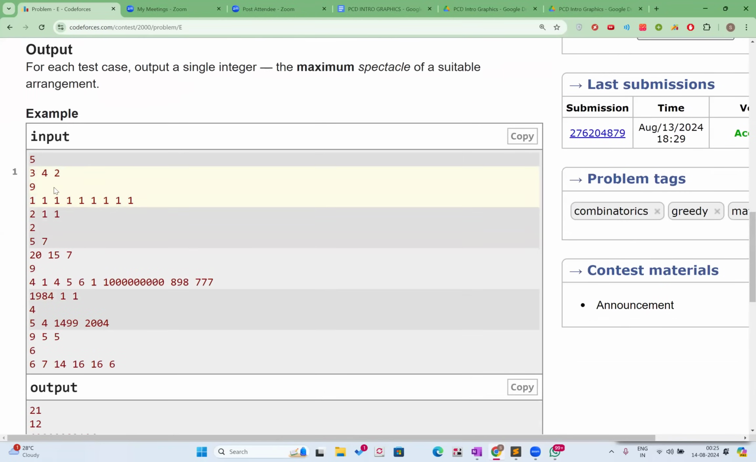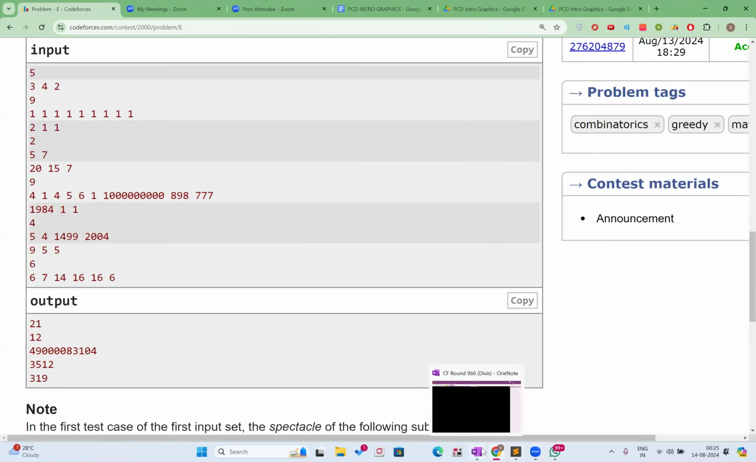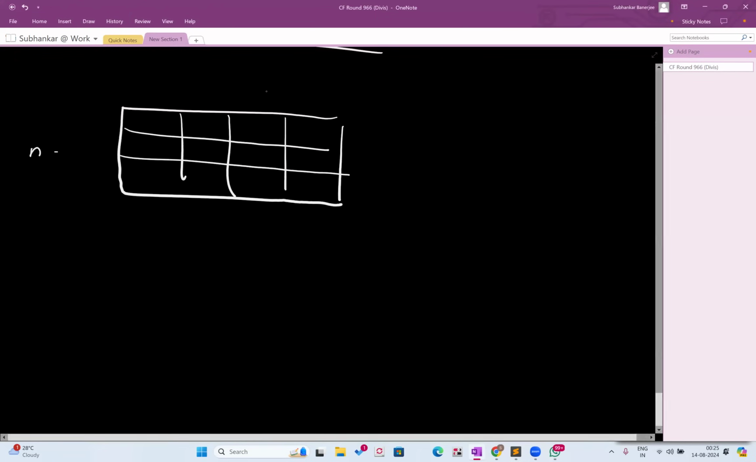Now we'll see the approach. So I'll do an example as well. I'll just quickly do an example. Okay, the first example seems good enough. We have a 3 cross 4 grid. N equal to 3, M equals 4, and we have 9 gorillas.